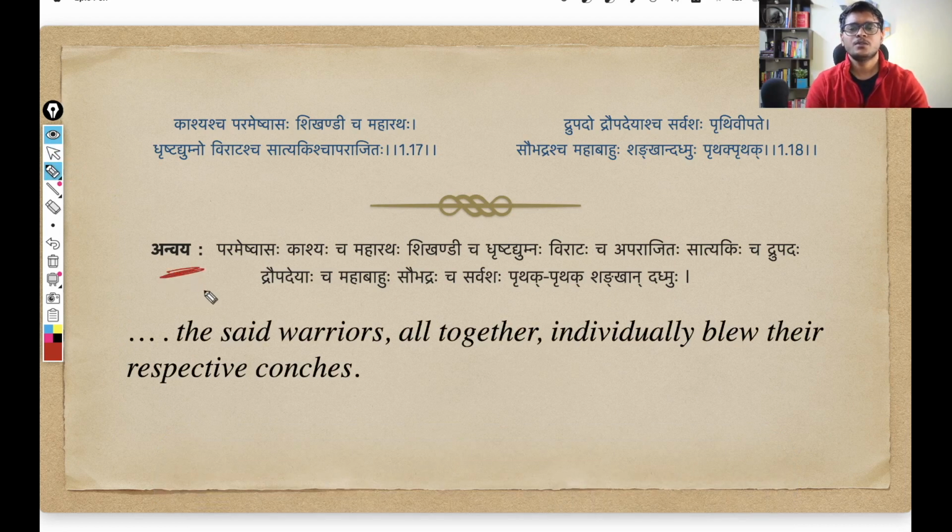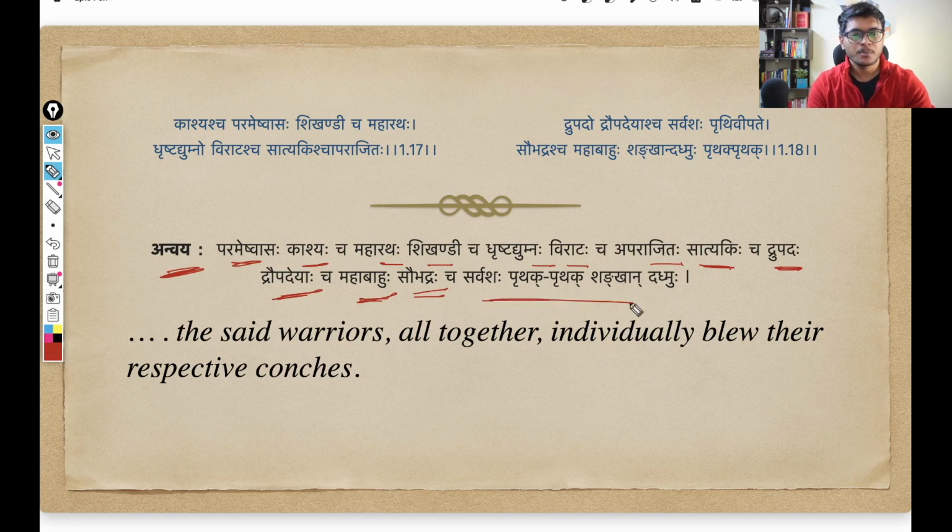So, Anvay, very simple. You will have the names. So, the skillful archer, king of Kashi. Then you have Maharat Shikhandi. Then you have Drishtadyumna. Then you have King Virat. Then you have the undefeated Satyaki, that is Yuyudhana. Then you have King Drupad. Then you have Draupadeyaha, that is referring to the sons of Draupadi. Then you have Mahabahu Saubhadra. Saubhadra is referring to the son of Subhadra, that is Abhimanyu. And he is described as Mahabahu, someone with mighty arms, very powerful arms.